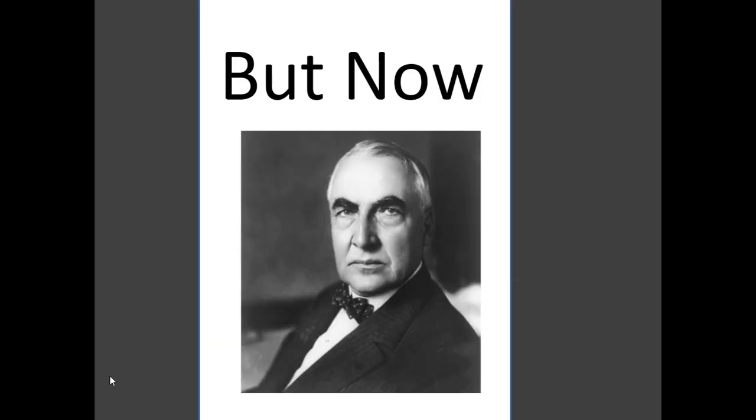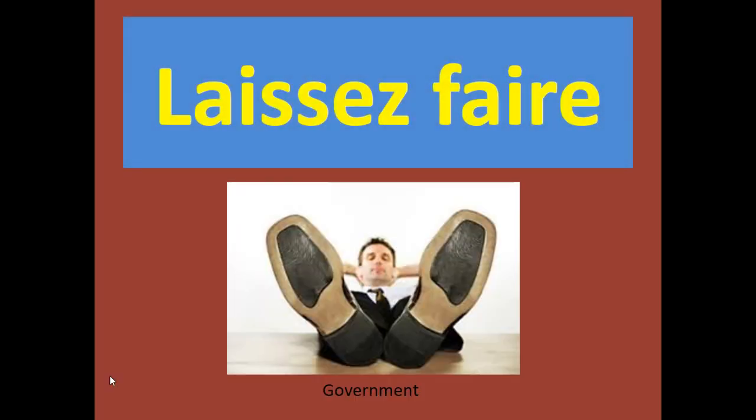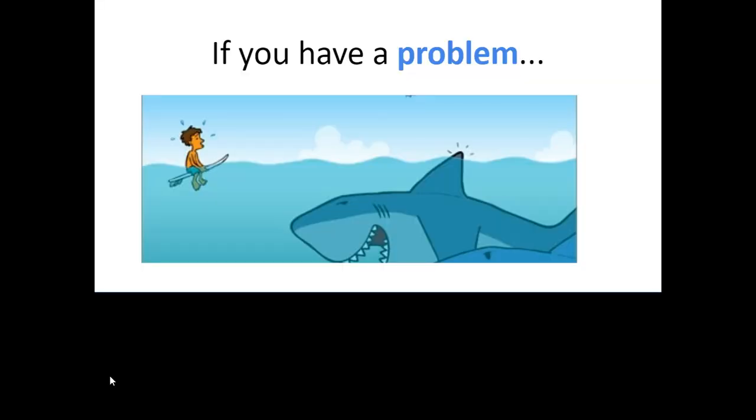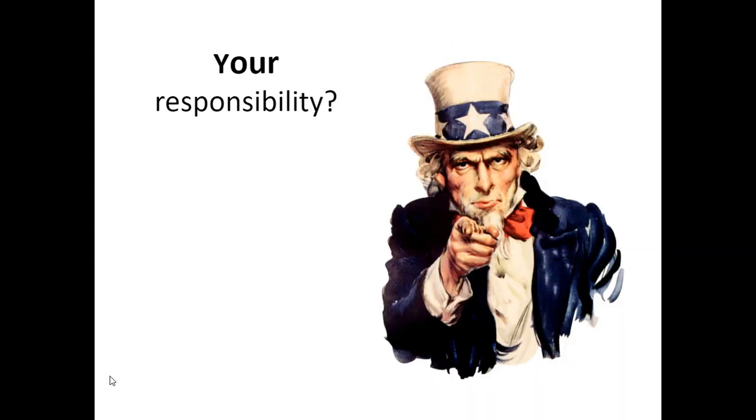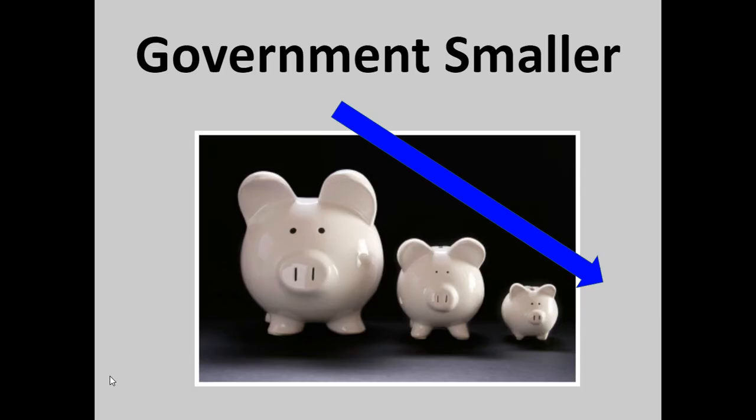Now, in 1921, Harding is in charge, not the progressives or their agenda. He was more of a laissez-faire president. He believed the government should keep their hands off the economy. Let businesses handle themselves. So if you have a problem, you know what? It's on you. It's your responsibility. Nobody else is to handle that problem. Stop relying on the government.